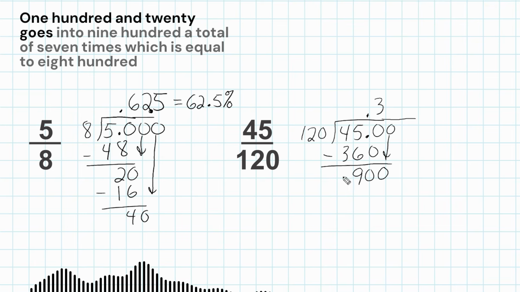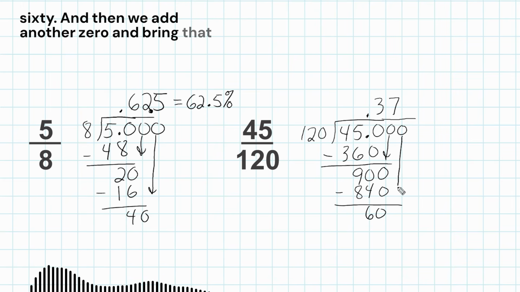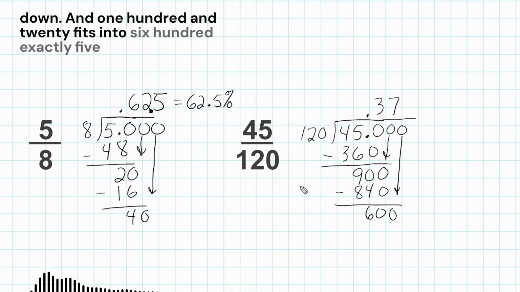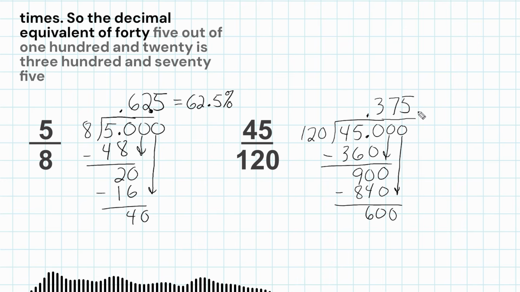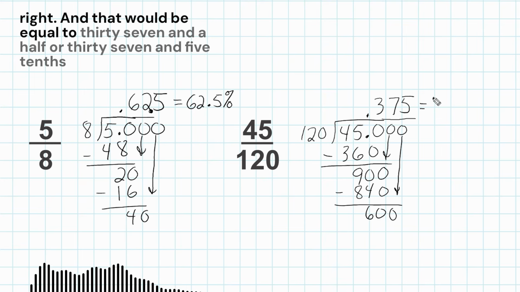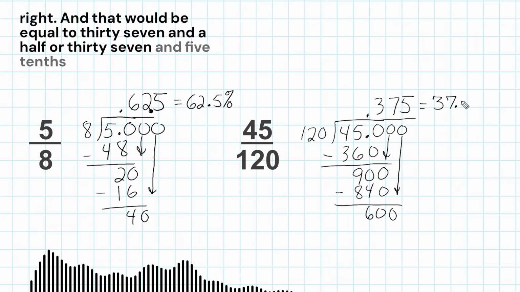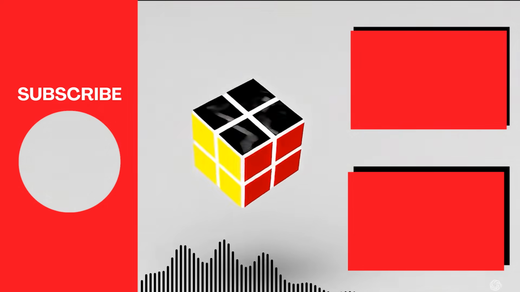All right, 120 goes into 900, a total of 7 times, which is equal to 840. And when we subtract, we get 60. And then we add another 0 and bring that down. And 120 fits into 600 exactly 5 times. So the decimal equivalent of 45 out of 120 is 375 thousandths. Now to convert this into a percentage, we just move our decimal 2 places to the right, and that would be equal to 37.5, or 37.5%.